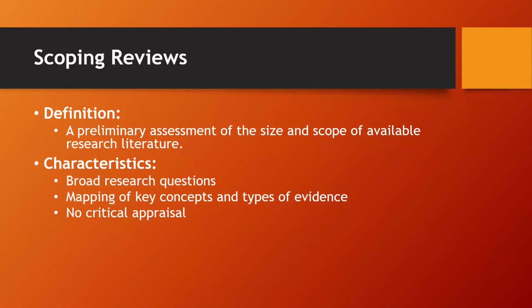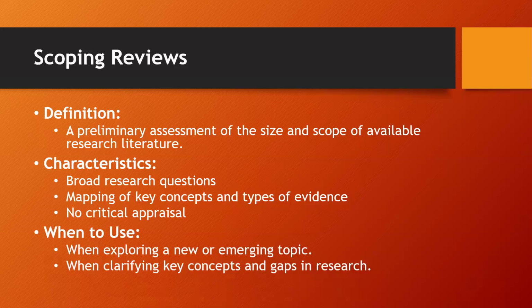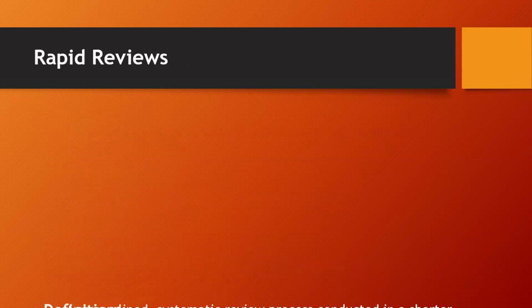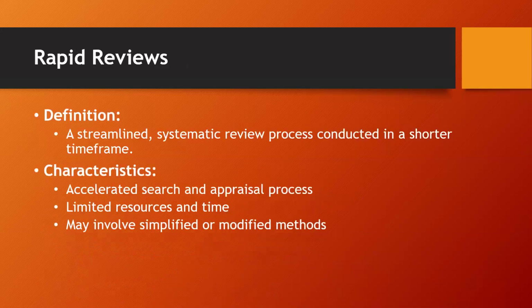So when to use it? If you want to explore a new topic or an emerging topic, then you can use a scoping review. Otherwise, when you have to clarify the key concepts and the gaps in the research, then you can use a scoping review. Another one is a rapid review.